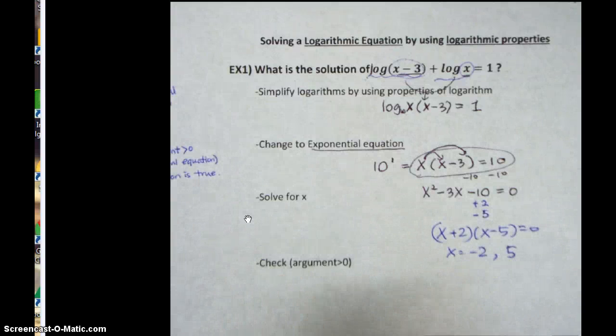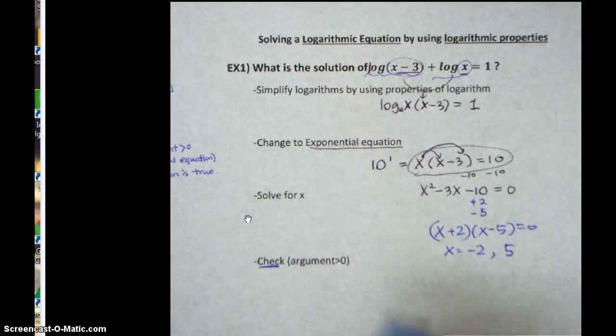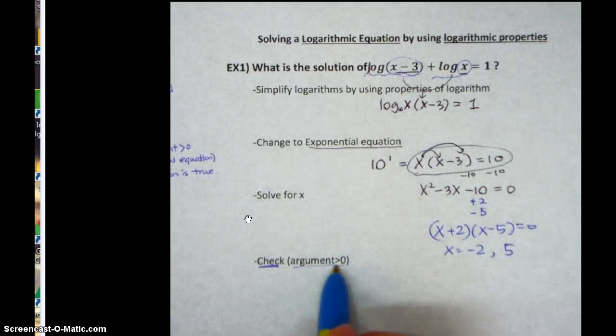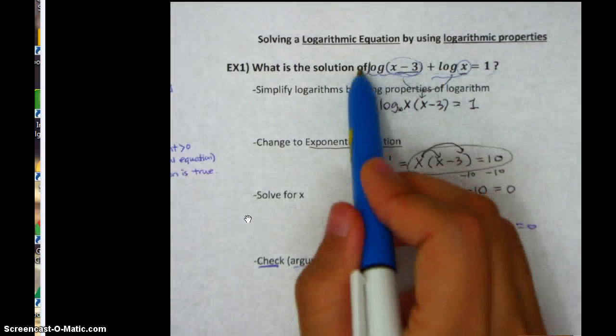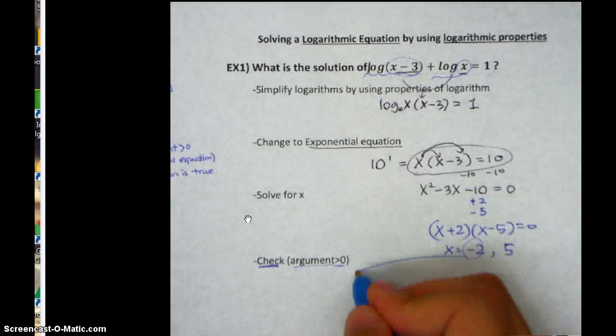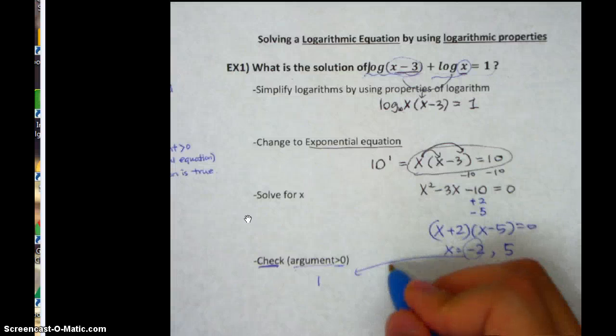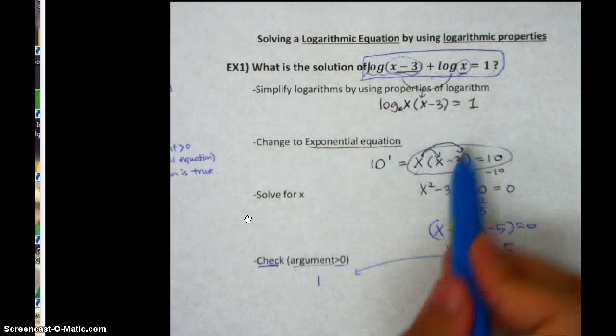Now it's time to plug in and check our answer. So we have to see if the argument is positive or not, or also see if the equation holds true. So let's try with negative 2 first. If I plug in negative 2, well, just be careful, we have to use the original equation, which is this one, not this or that.